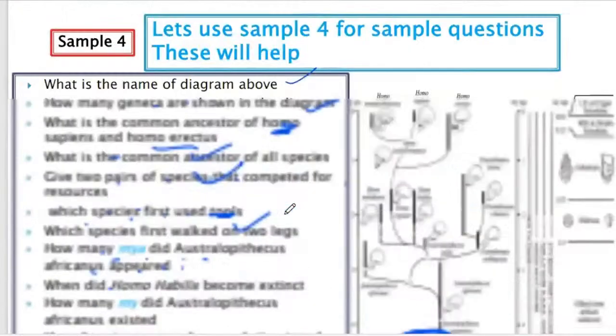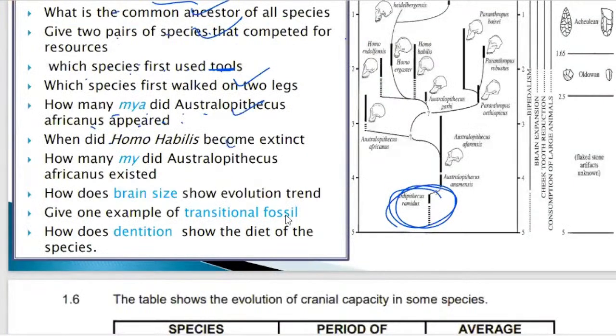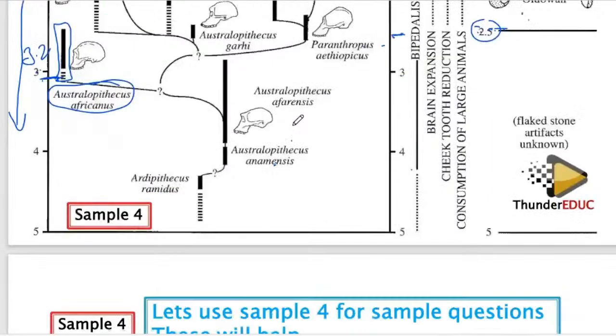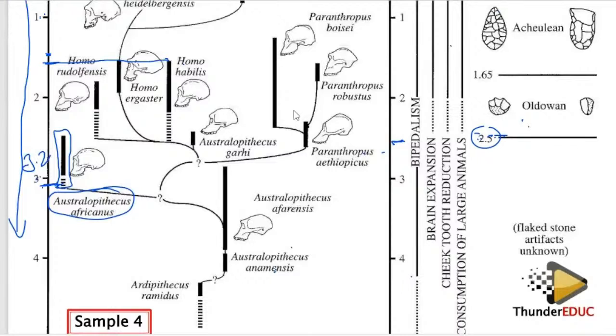Then they're saying, how many million years did Australopithecus africanus exist? Here we don't say million years ago. You just tell us how many million years, because it's like asking you how old are you and you're telling me 20 years ago. No. Australopithecus africanus is here. So I have to come to where it started, maybe 3.2, and where it ended, maybe 2.5. So I'll say 3.2 minus 2.5, maybe it's going to become 0.7 million years. Not million years ago, because they're talking about how long it existed.